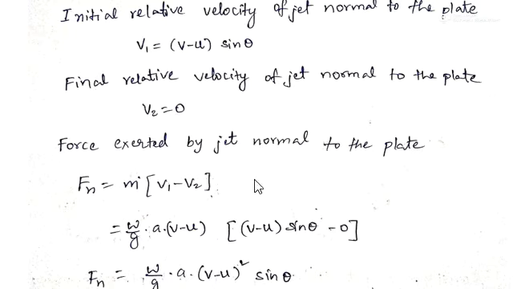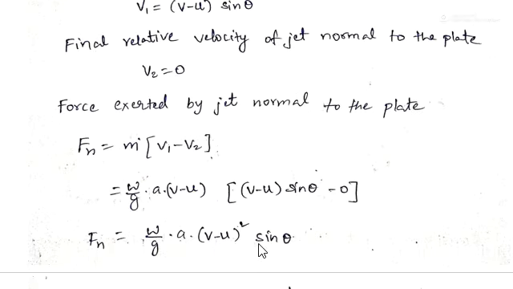When you substitute all these values and simplify, the force exerted by the jet normal to the plate is w by g a into v minus u, times v minus u, that is v minus u whole square, sin theta, and v2 is 0. So the normal force Fn is w by g into a into v minus u whole square sin theta.